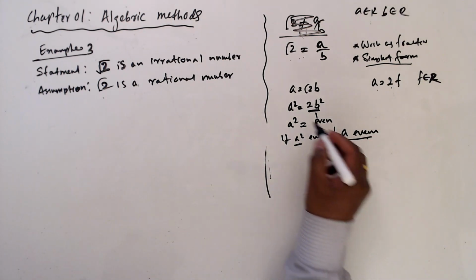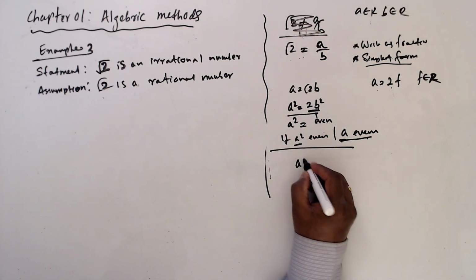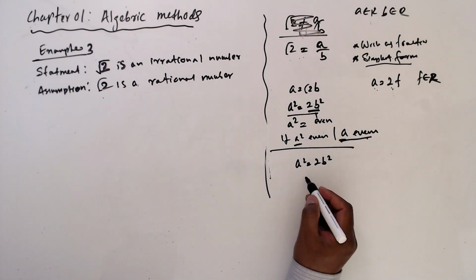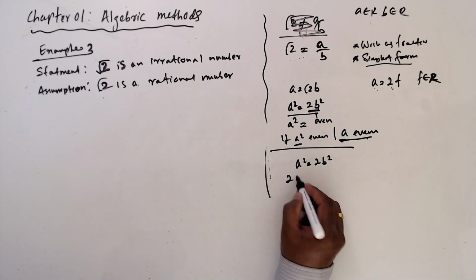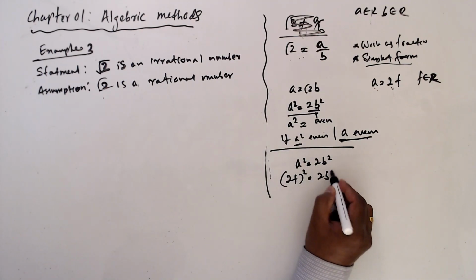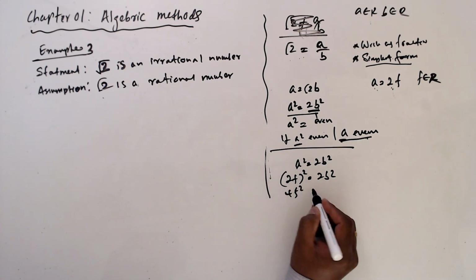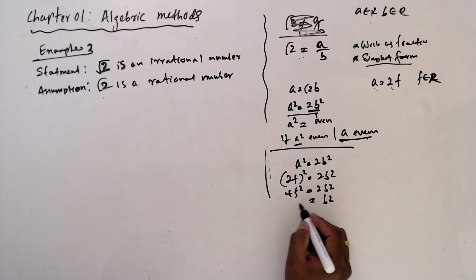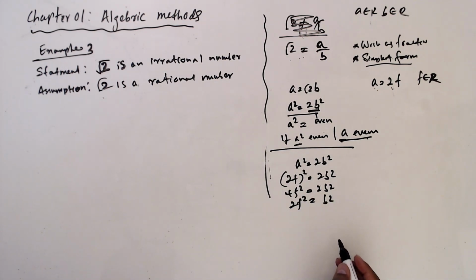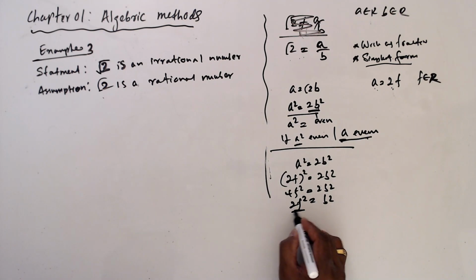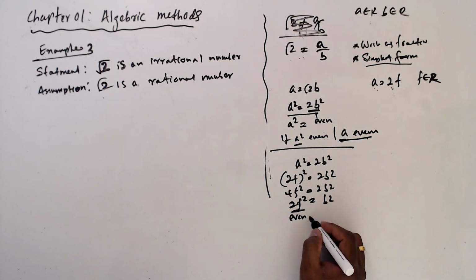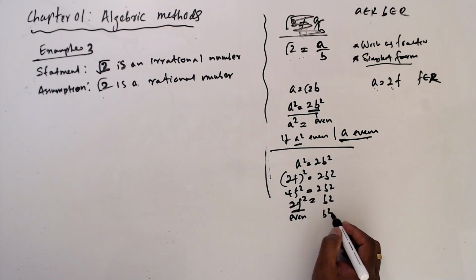Now I will take this one again. A square equal to 2b square. Now a is 2f, so I will substitute that even number here. 2f square equal to 2b square. This is 4f square equal to 2b square. Then this is 2 divided by 2, b square equal to 2f square. What can you tell about this one now? It doesn't matter what f square is, but 2 times f square is even. Then it means that b square is even.